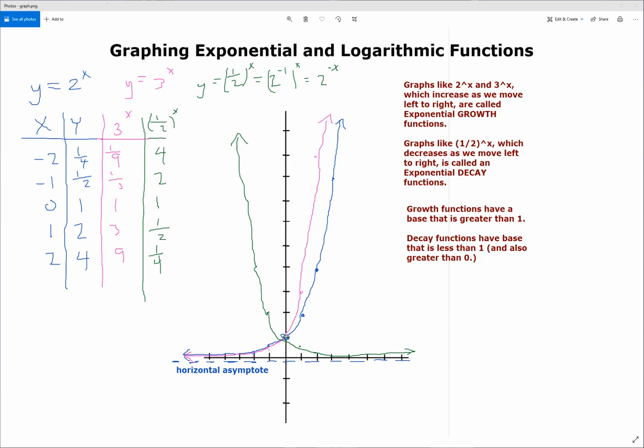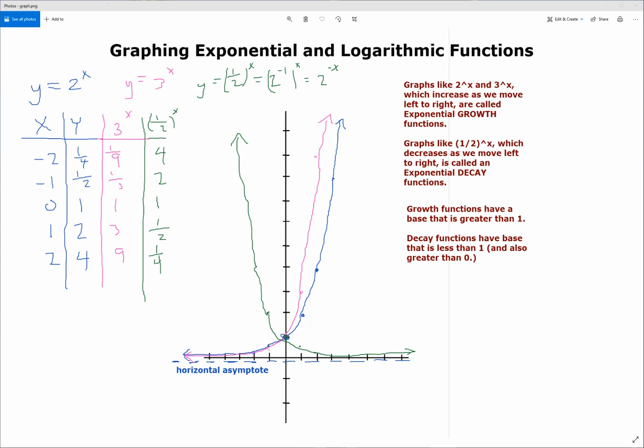But we do not use negative numbers. Negative numbers are going to do a weird thing where they ping pong back and forth. They go above the graph, they go below, they go above, they go below, and it doesn't actually connect. So because they behave really strangely, we don't deal with that. But we do need to differentiate between growth functions and decay functions.